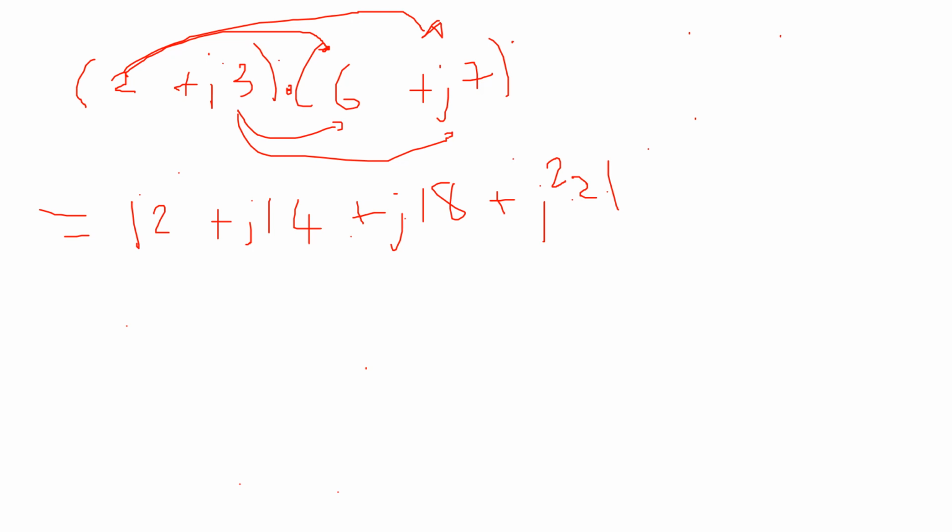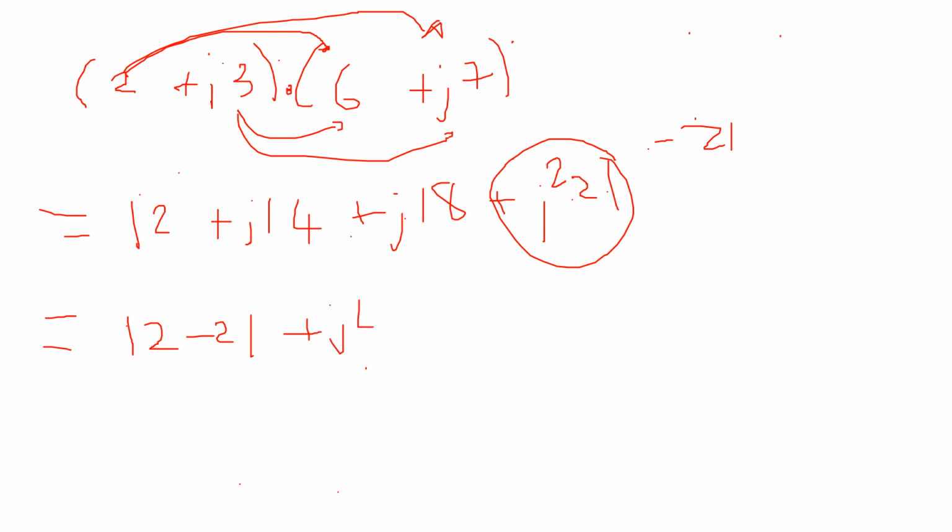Okay, so remember, like I said, if ever it's j squared, that means this is going to be negative, and then we're going to group the real part with the real part and the imaginary part with the imaginary part. So that means the answer for this one is actually negative 21. So we're going to have 12 minus 21. And then we have j14 plus j18.